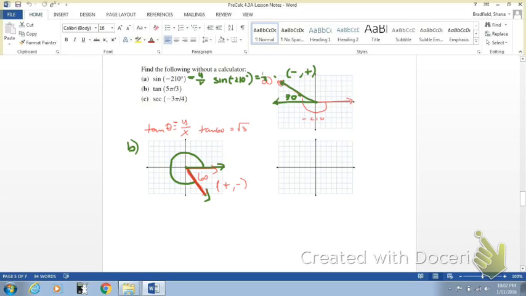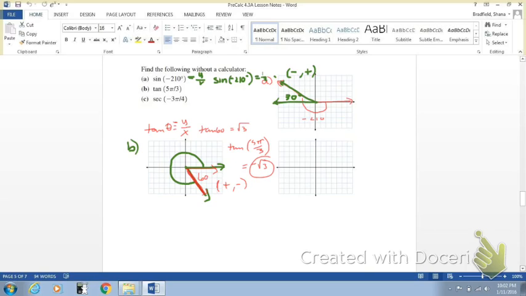But since 300 degrees, or 5 pi over 3, takes me into the fourth quadrant, and that's where I have a negative y, then the tangent of 5 pi over 3 would equal negative square root of 3. So negative square root of 3 is actually my answer there. We can do the same thing with secant.